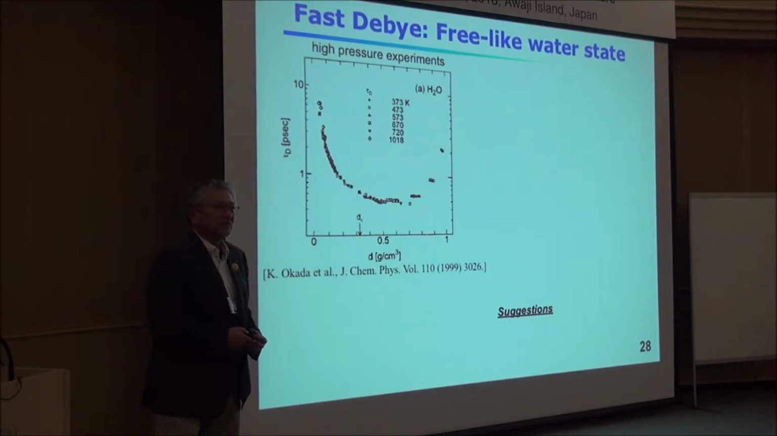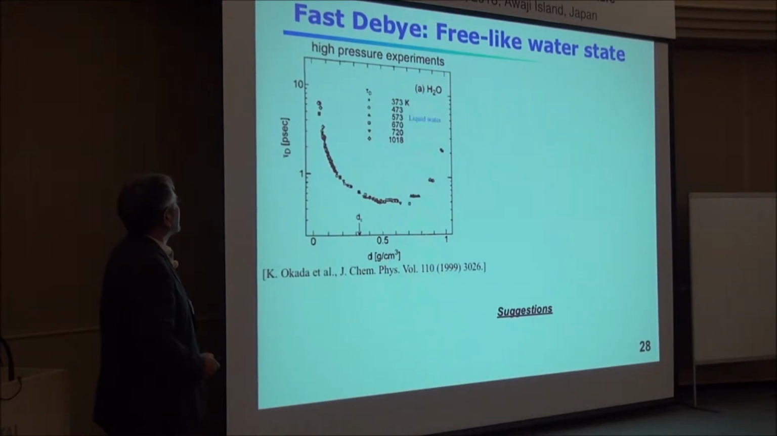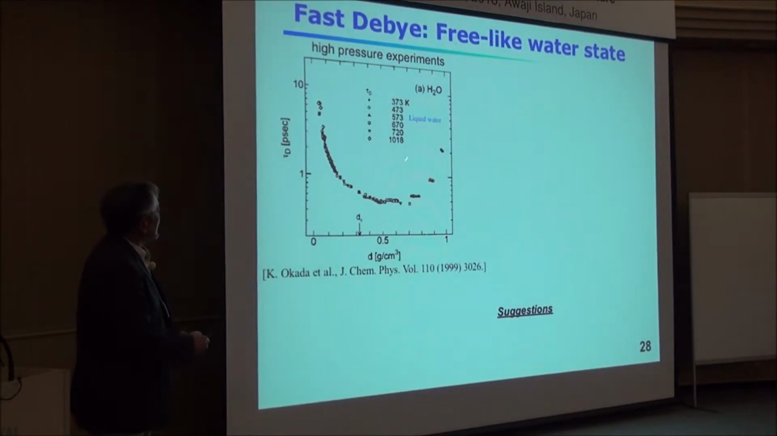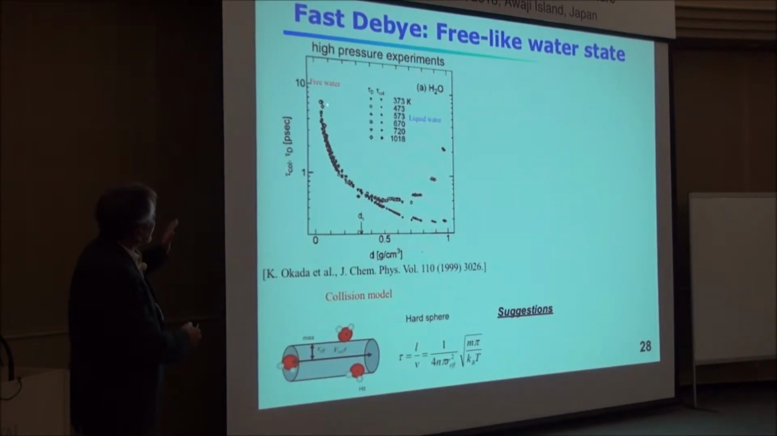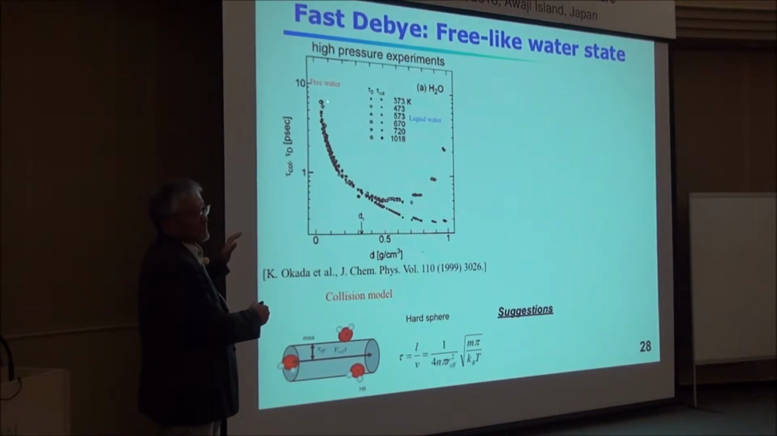And to help the understanding, we look at a high pressure experiment. This is reported by Dr. Okada in 1999. It is a high pressure, high temperature experiment on the dielectric constant. In this experiment, they obtained this one, which is a conventional Debye. This is a diluted region in the high temperature, supercritical phase, and the relaxation time is long.